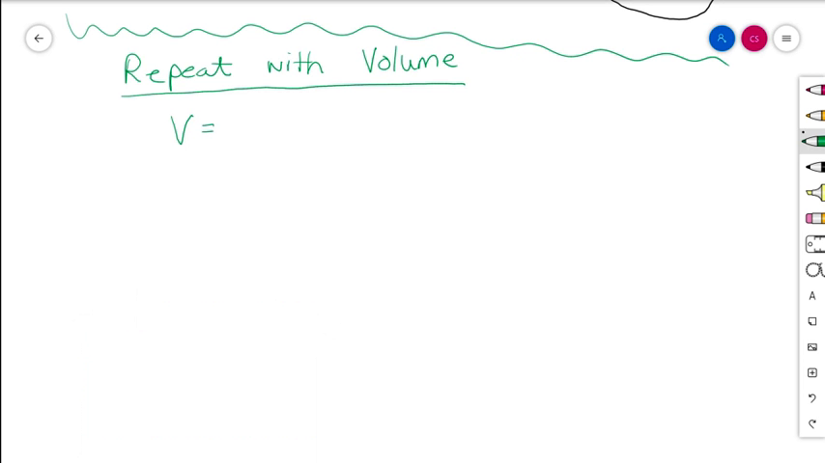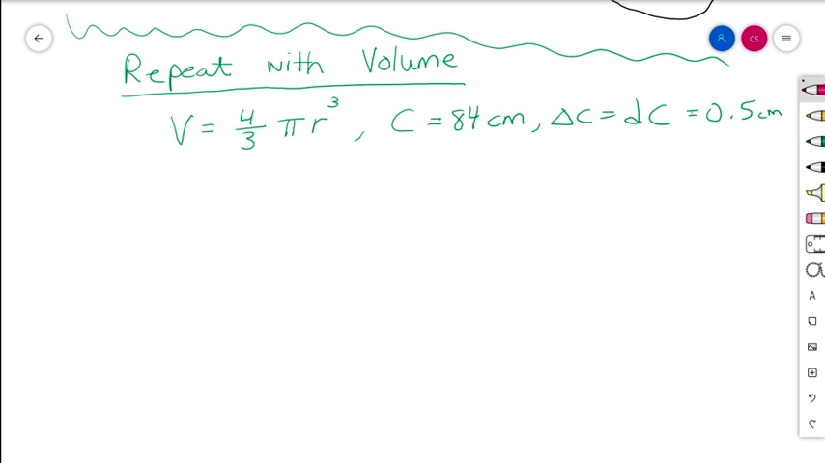And the volume is 4/3 pi r cubed. Okay, and remember the circumference is 84 centimeters, and then the error is 0.5 centimeters, not 0.05 centimeters. Okay, so again, go ahead and push pause and see how you do.